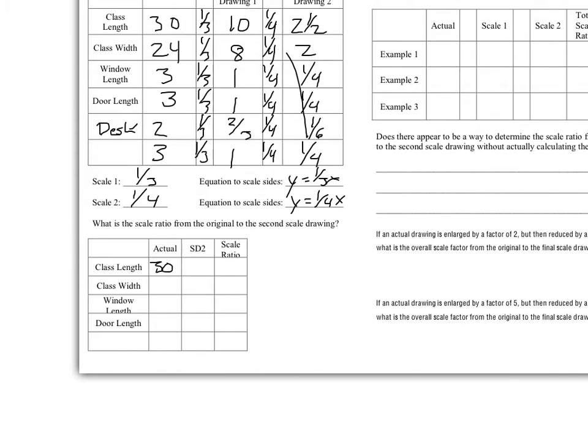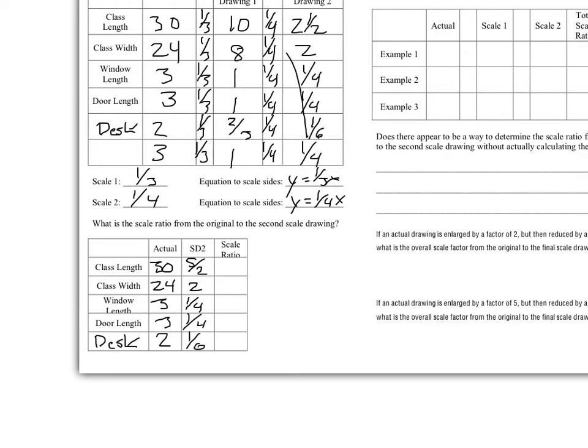We ended with, we'll just put it as an improper fraction, 5/2. Started with 24, ended up with 2. Started with a window length of 3, ended up with 1/4. And our desk length, we'll just have that one since it looks like we ran out of space down here, ended up with 1/6.